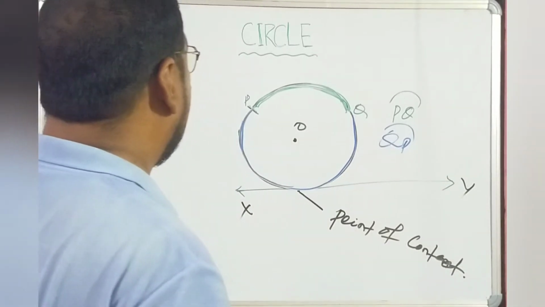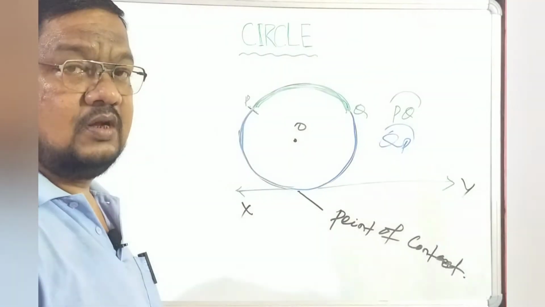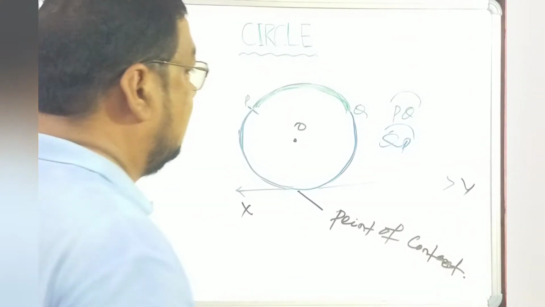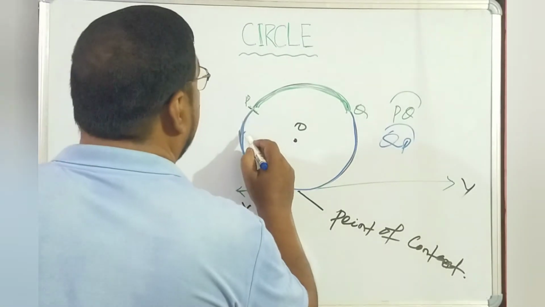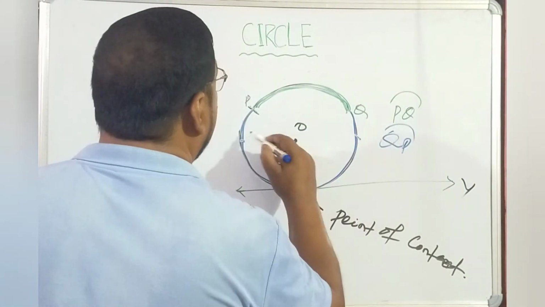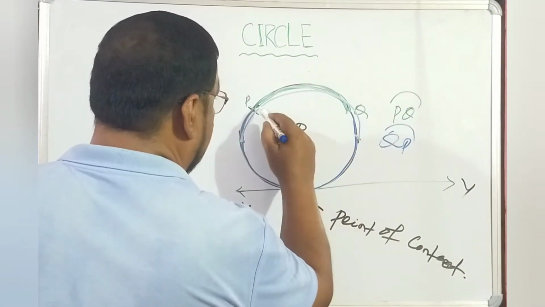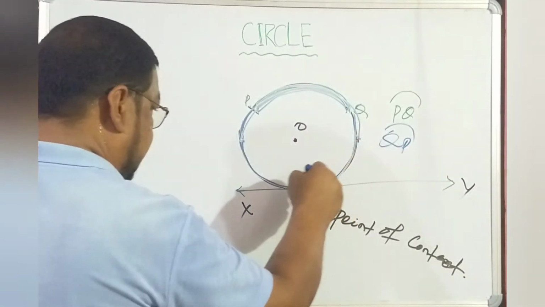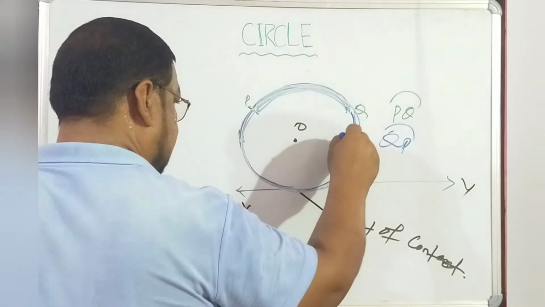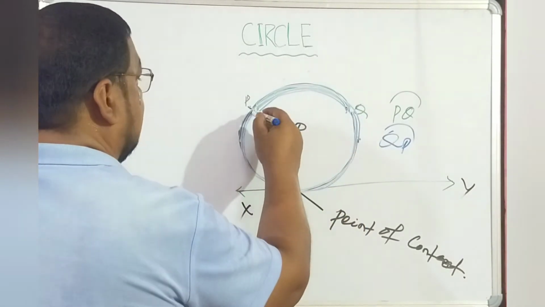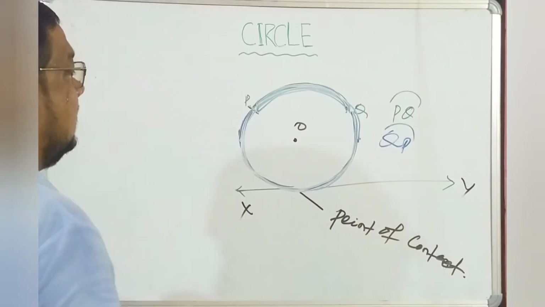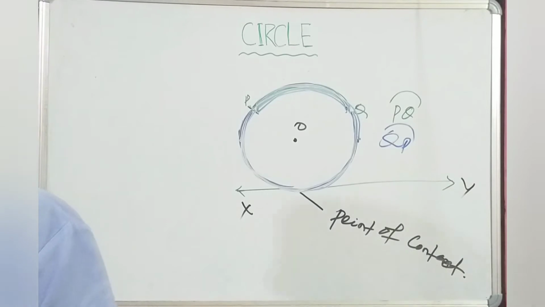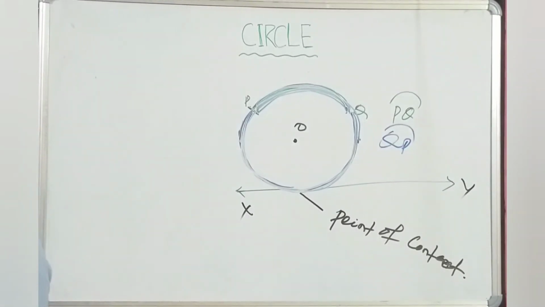Which one will we call a minor arc and which one a major arc? If the arc is smaller than the semicircle, it is a minor arc. This is the semicircle and this arc is smaller than the semicircle. So PQ is the minor arc and QP is the major arc. This arc is larger than the semicircle. Then we will discuss the central angle.